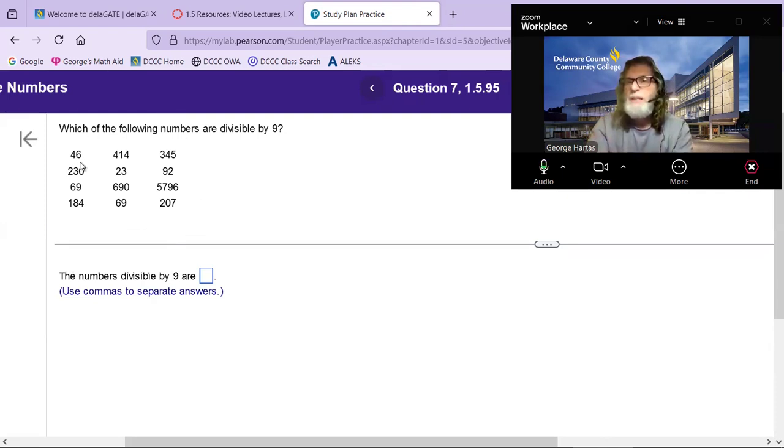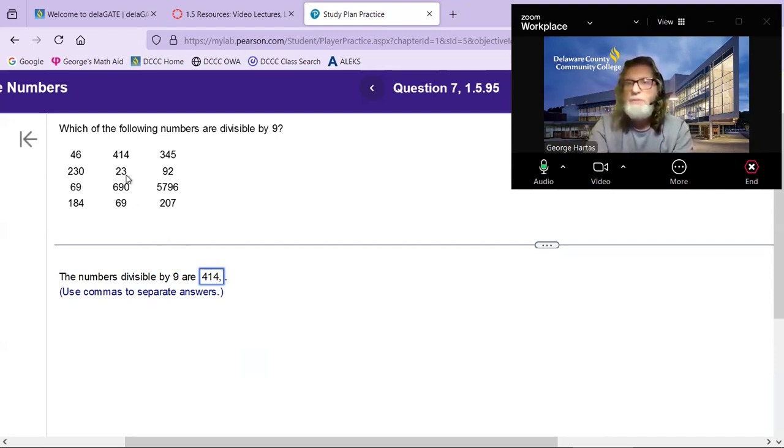46, 4 plus 6 is 10. Does 9 go into 10 evenly? Nope. 2 plus 3 is 5. 5 plus 0 is still 5. Nope. 6 plus 9 is 15. Nope. 9 does not go into 15 evenly. 1 plus 8 is 9. 9 plus 4 is 13. Nope. Does not go into 13 evenly. 4 plus 1 is 5. 5 plus 4 is 9. Does 9 divide into the sum of the digits, which is 9? It does. So therefore, 9 divides into 414 evenly.